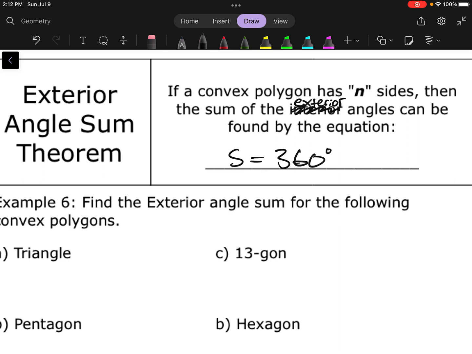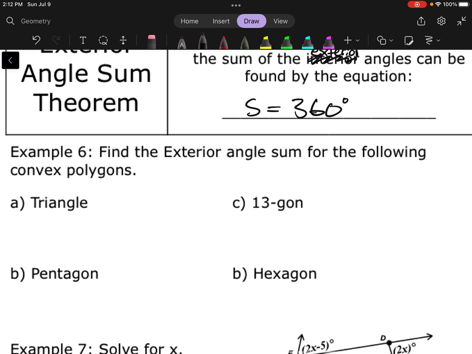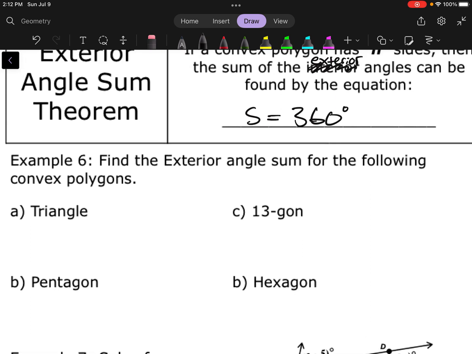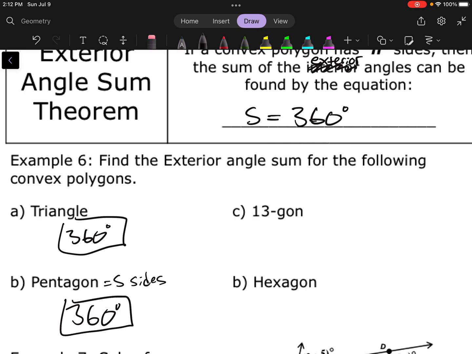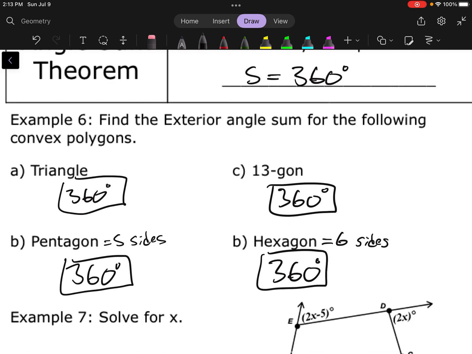There is no formula. It's just always 360. So if you ever see a problem like this that says find the exterior angle sum for the following convex polygons, a triangle, the exterior angles of a triangle, all 3 of them, add up to be 360. A pentagon, 5 sides. Still 360. 5 angles that add up to be 360. A 13-gon, 13 sides, 13 exterior angles, 360 degrees. Hexagon, 6 sides. Guess what? The sum of them still add up to be 360. All right, it seems like it's a trick.